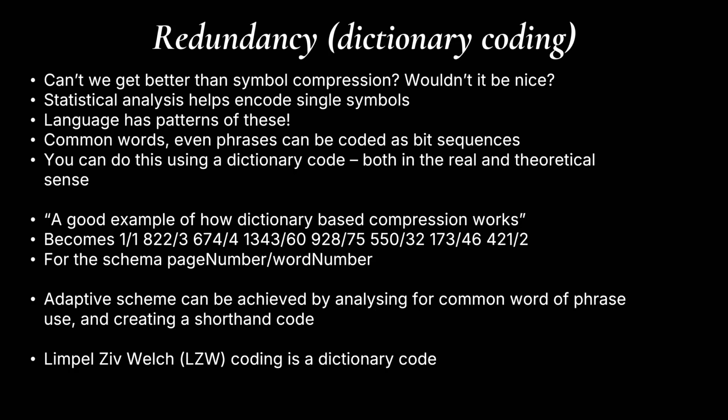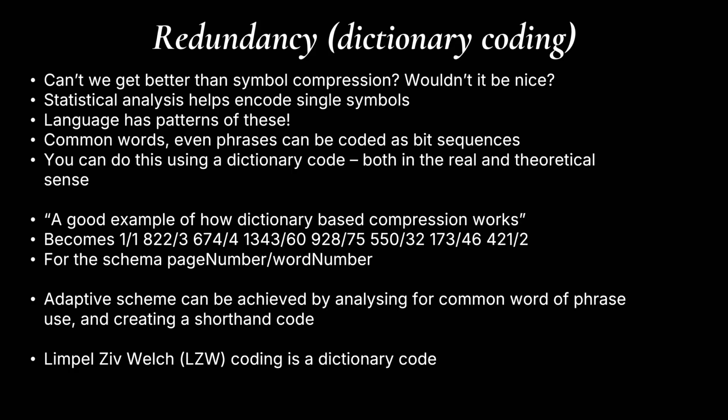So you can make a dictionary code. You can actually make a dictionary code in the real world as well. So if everyone's got a Collins 23rd edition dictionary, you can do this. A good example of how a dictionary-based compression works, you can say, right, on page 1, it's word 1, which is that one. On page 822, it's word number 3, which is that one. And that actually lowers the number of symbols you're sending. If you were just coding an integer, you wouldn't have to code all of ASCII, and thereby you would actually make it smaller. It's a compression system.